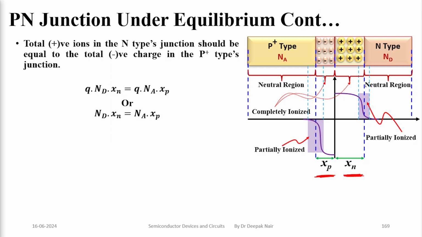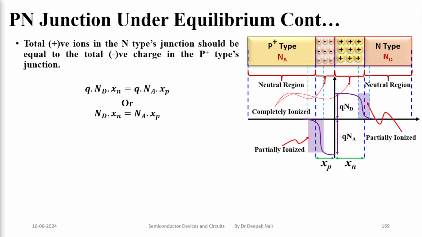And from the diagram we can see xn is greater than xp. And similarly, Q of Nd is much smaller than minus Q of Na. Why is the minus here? Because we have electrons in this region. Therefore, minus Q of Na is much higher than Q of Nd. If you take the area-wise calculation, this area is always equal to this area. We will talk about these things in the upcoming slides.